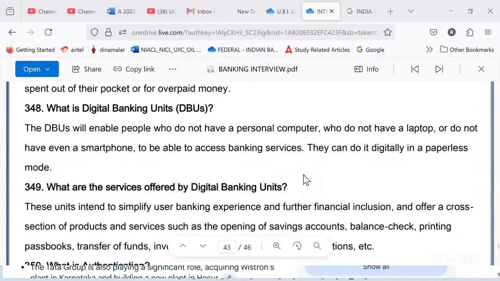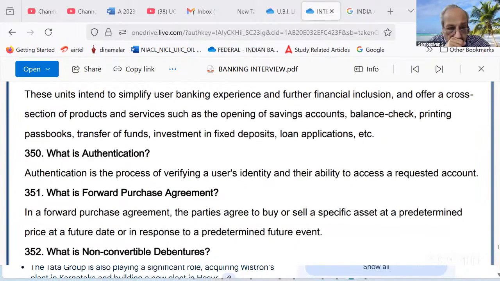What are the services offered by digital banking units? These units intend to simplify the user banking experience and further financial inclusion, and offer a cross-section of products and services such as opening of savings accounts, balance check, printing passbooks, transfer of funds, investment in fixed deposits, loan application, etc. Whatever we can do at home through our cell phone, you can do there also. Nowadays, if you have a State Bank account, you can go to their app known as YONO, where you will see the different services.